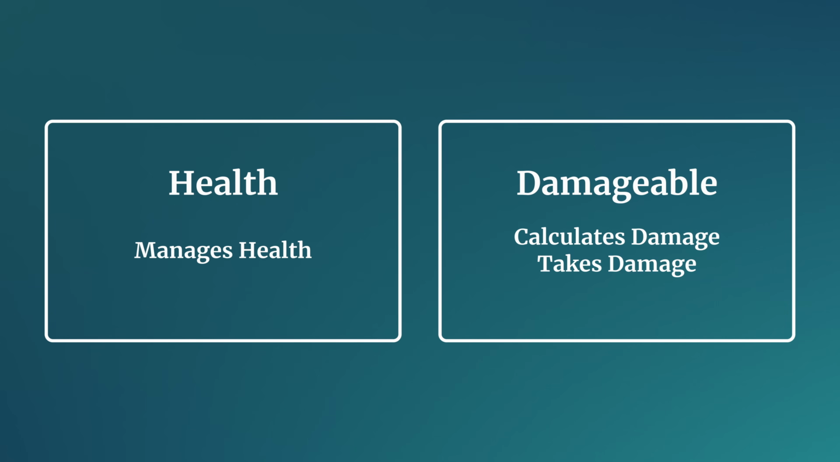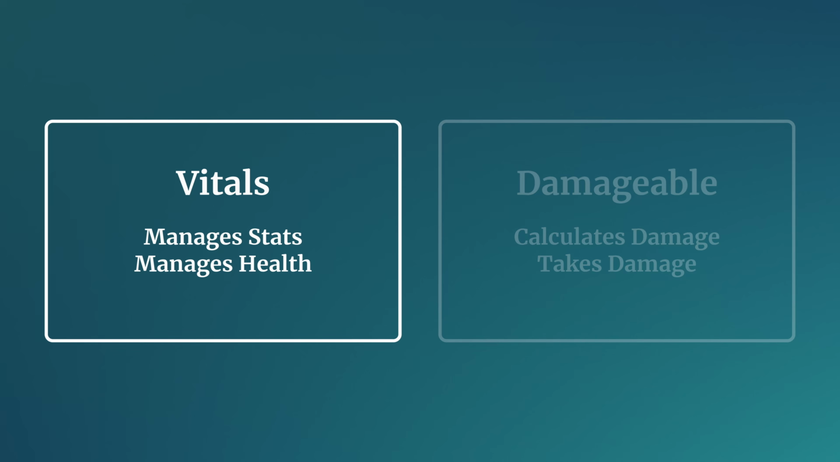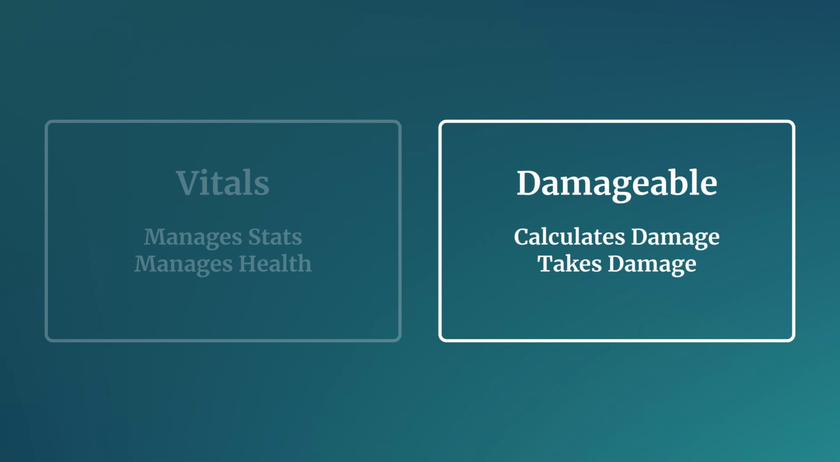You might instead want to combine health with other vital statistics such as stamina. There may even be a situation in which an object may only require health, or might only need to be damageable, in which case you'll want to keep each system as its own separate ability.